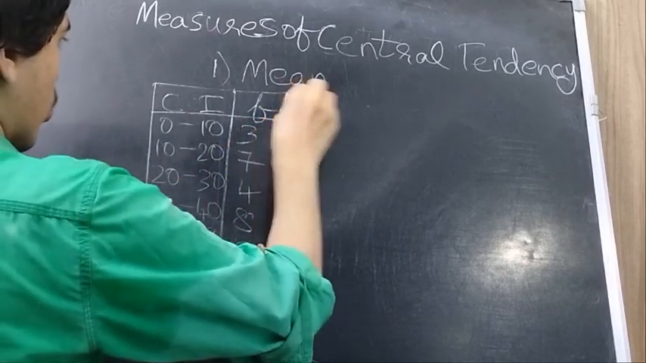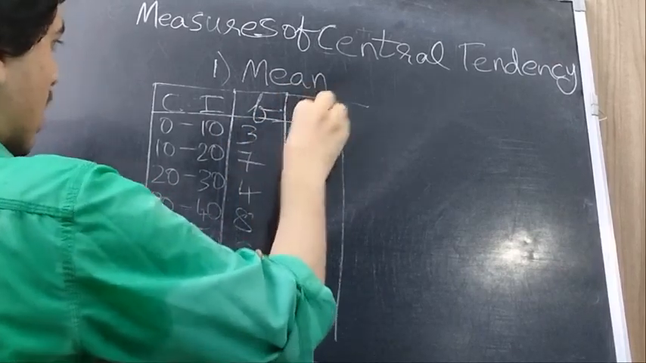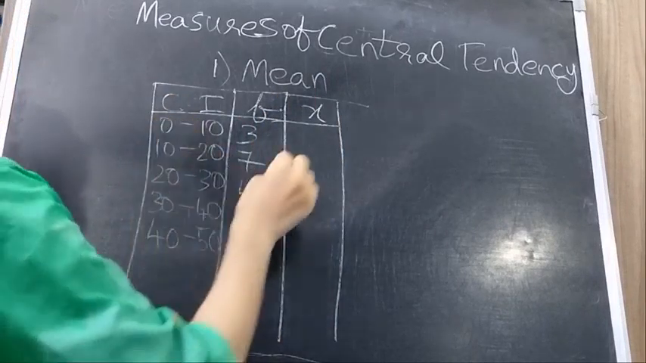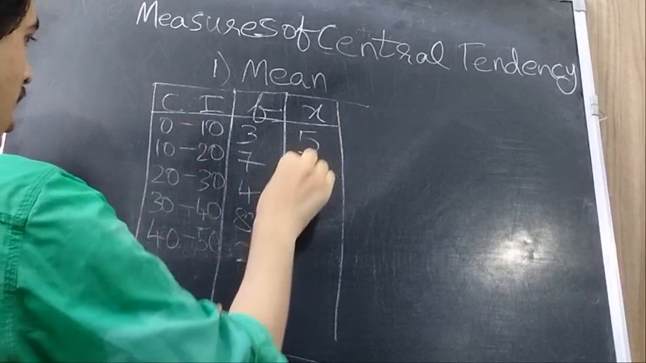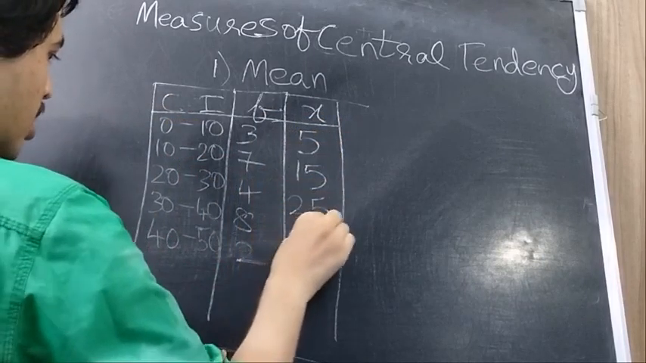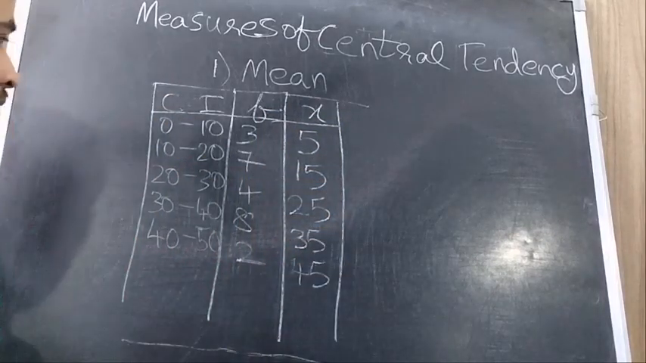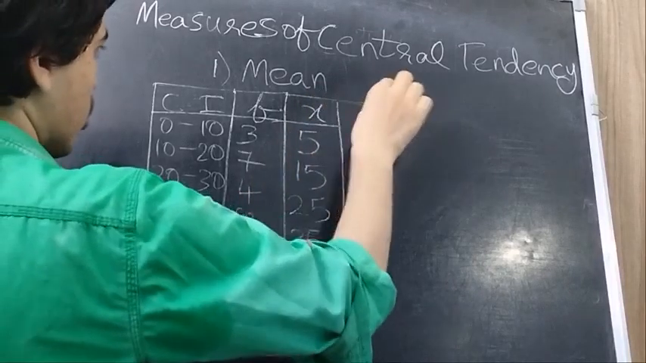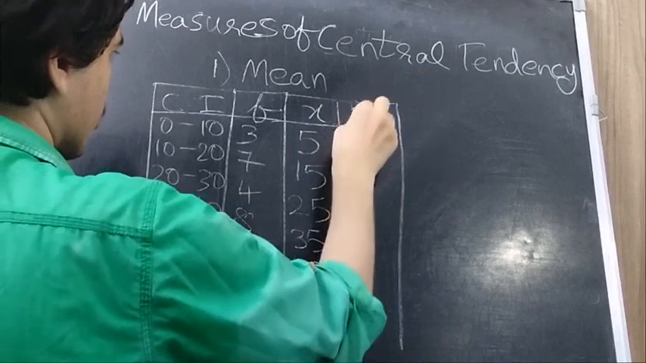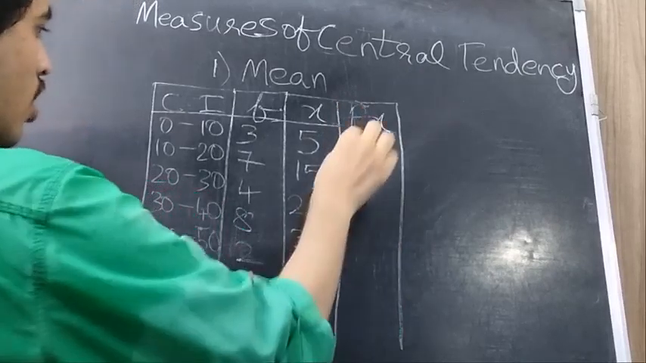Now here we have to find the x term. x term is nothing but the middle value of the class intervals. Middle term of 0 and 10 is 5, and here 15, here 25, 30 and 40 middle term is 35, 40 and 50 middle term is 45. Now as we have got the x value, like the previous sum, we have to do the fx. What we have to do? f into x.